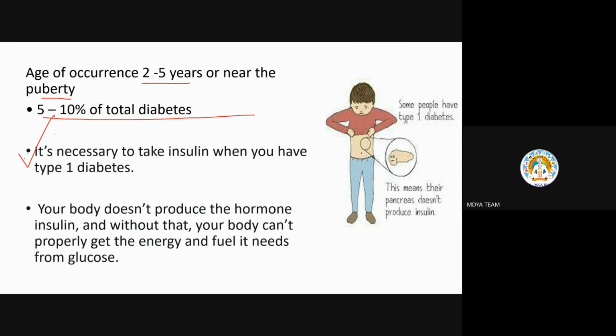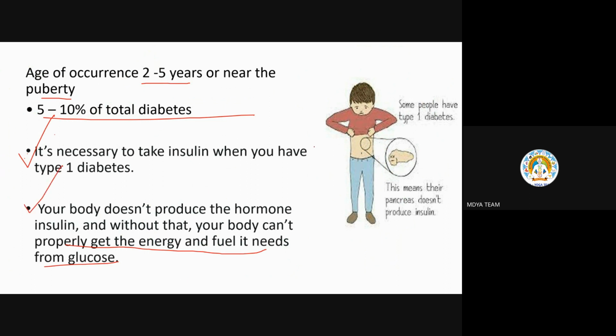So what is the work of insulin? Who will tell? Ma'am, it reaches the cell and gets attached to the receptor of the cell, after which the cell accepts glucose, and balances the glucose level in the bloodstream. So if your body doesn't produce the hormone insulin, your body can't properly get the energy and fuel it needs from glucose.